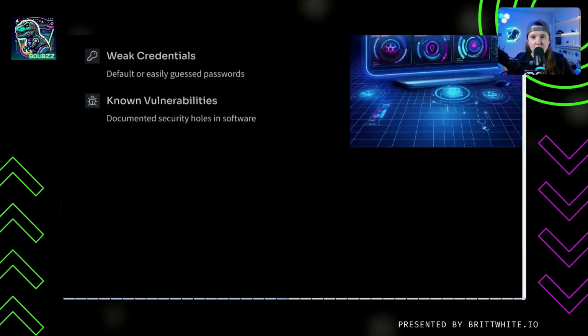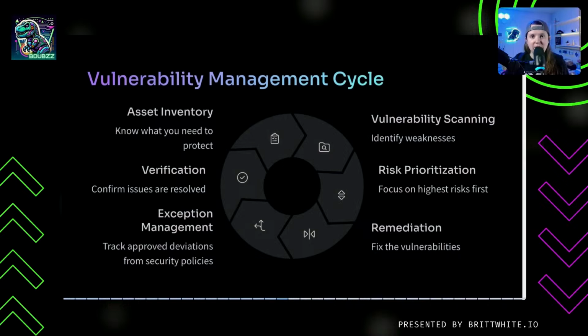Now, vulnerability management starts with knowing your assets and building an inventory. You can't protect what you don't know that you have. Automated discovery tools help maintain an accurate asset database with clear ownership and responsibilities assigned. Assets are then classified by value. Critical systems like payment processors take priority over test servers.